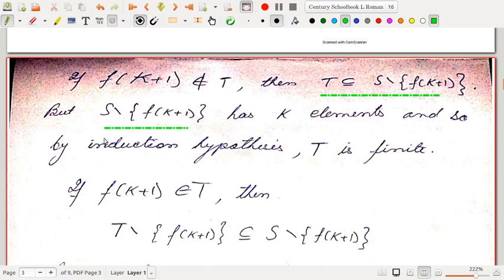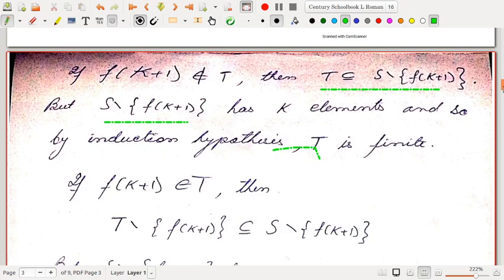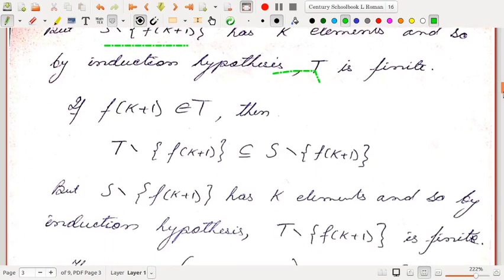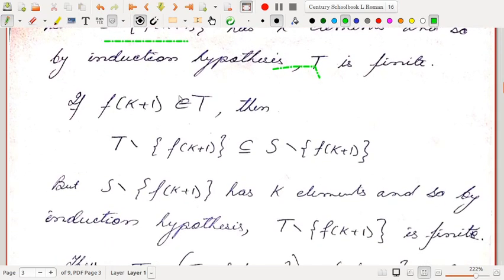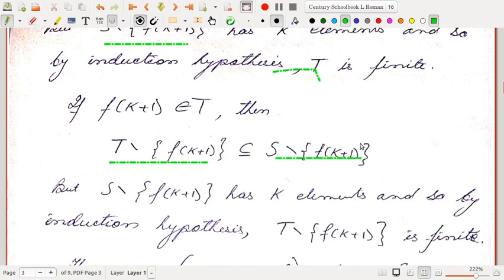So this has k elements, and by the induction hypothesis every subset of a set having k elements is finite. So T is finite. So if f(k+1) doesn't belong to T, it follows that T is finite. The next case is if f(k+1) belongs to T. Then what happens if we remove f(k+1) from T? This will also be a subset of S minus f(k+1).